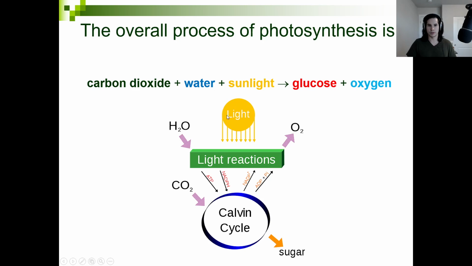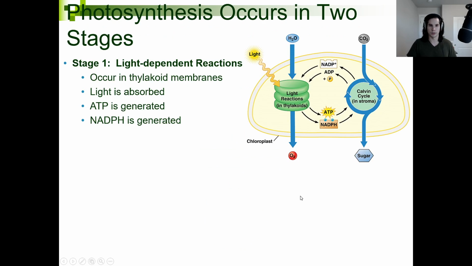So here we have light, which hits your chloroplasts, and you get this light reaction where you're taking H2O, yielding O2, harvesting those electrons in the form of NADPH, and also making some ATP. You feed that into the Calvin cycle, which utilizes ATP and NADPH to make ADP and NADP+, and it takes in CO2 from the atmosphere and makes sugar.